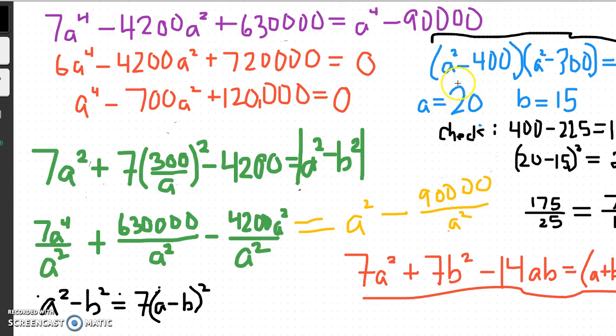See, negative 20 is a solution, of course. Huh. 20 and negative 20 are solutions, but I don't even really want to go there.